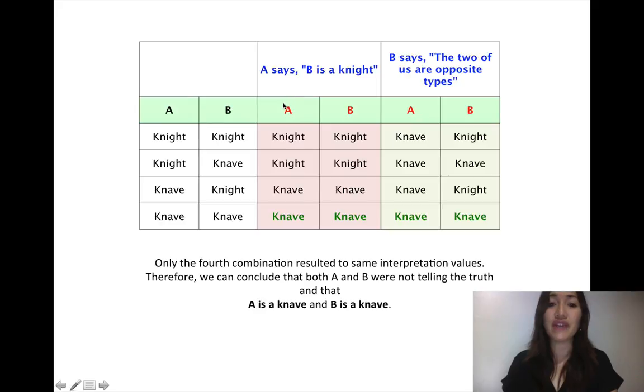Now to get my valid values for A and B, I'm going to compare my results from the first scenario to the second scenario. First row, I get A as a knight and B as a knight for the first scenario, and A as a knave and B as a knight for the second scenario. Looking at the result, I have different values for A, so this is invalid.